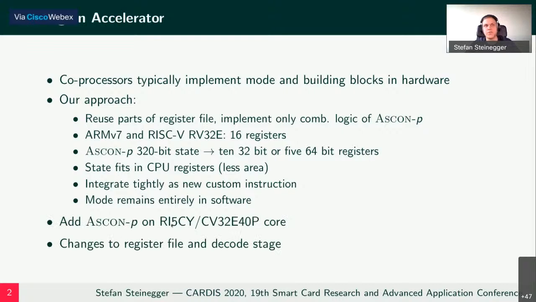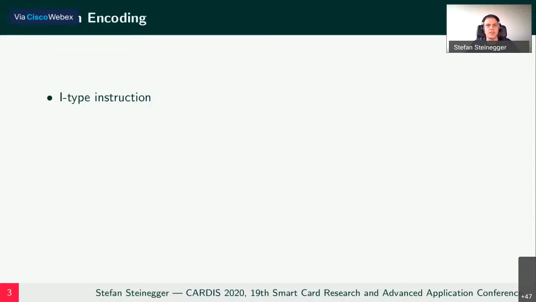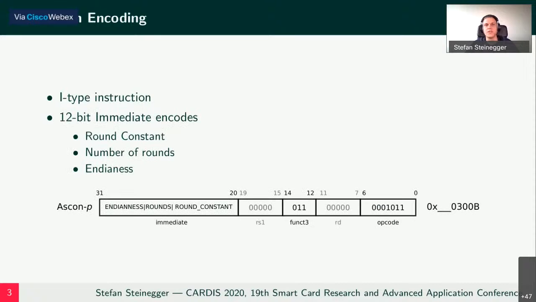So what we did is we added the ASCON-P permutation to the RISC-V, or now it's called the CV32E40P core, and we performed a few modifications to the register file and the decode stage. So for the instruction encoding itself, we selected an I-type instruction, and that means that we have a 12-bit immediate, and there we can encode the round constant that is used for the permutation, but we can also pass the number of rounds we want to do using this instruction, and optionally the endianness of how the data is represented in the register.